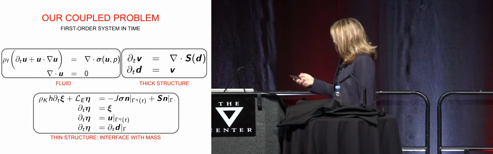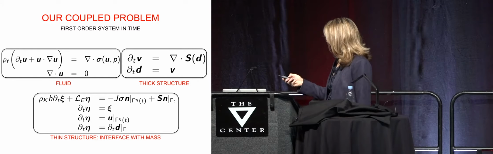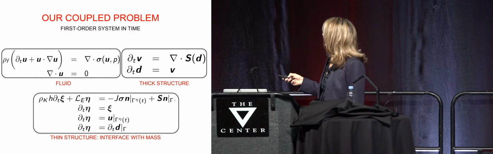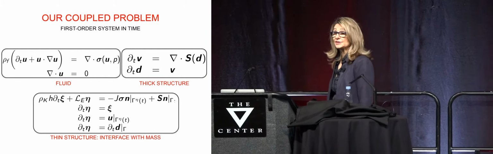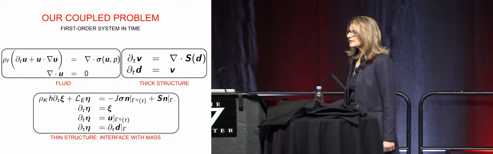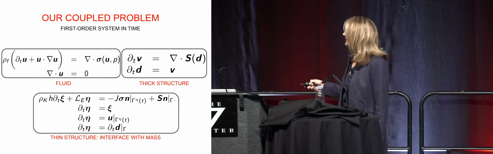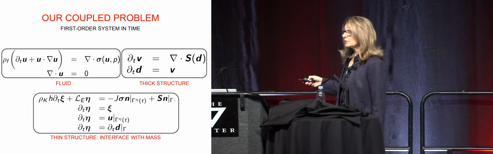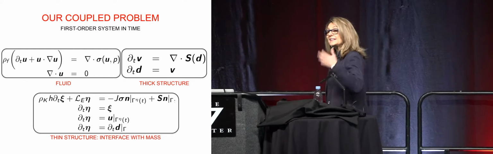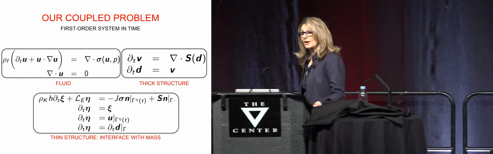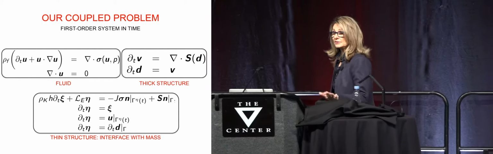So the question is, when I start with the original problem, which is written here again, I have my fluid equations, my thick structure equation, and the coupling conditions at the interface. How do I split this into a fluid problem with some boundary conditions at the interface and the structure subproblem with some boundary conditions at the interface, so that as my delta t goes to zero, I get convergence to a weak solution? Not every splitting will do this.